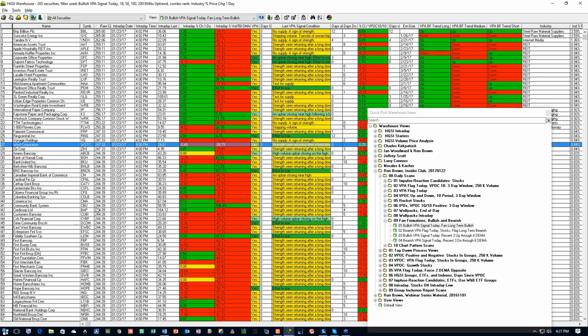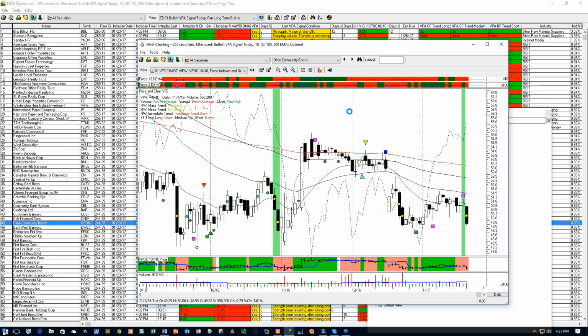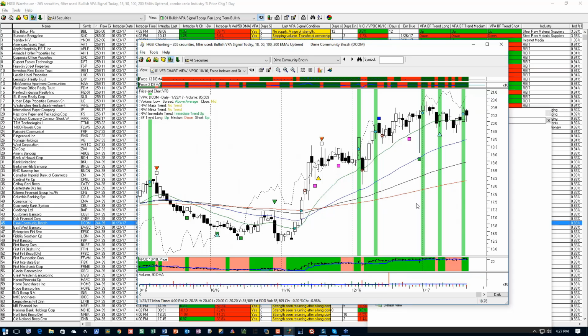Let's take this. That's a REIT. That's a bank. We'll look at this bank, see what it looks like. Okay. You can see that it was going down. The group started moving up here. The banks, since the election, have been extremely strong.